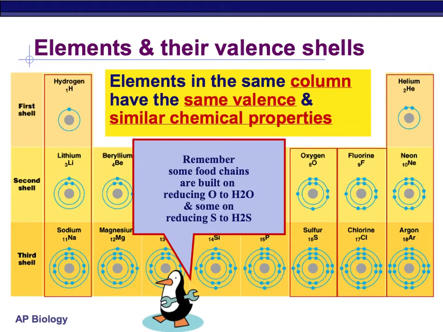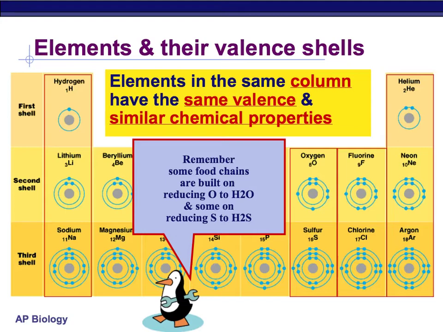So, give you a little refresher. The elements are arranged in the periodic table based on their number of protons or their atomic number. The periodic table is divided into periods, which go from left to right, and they're also divided into groups or families, which go from top to bottom. Elements in the same column or the same group or family have the same valence electron number and similar chemical properties.